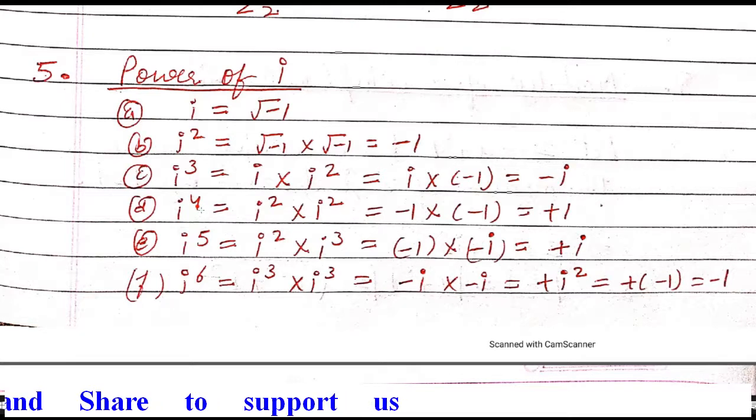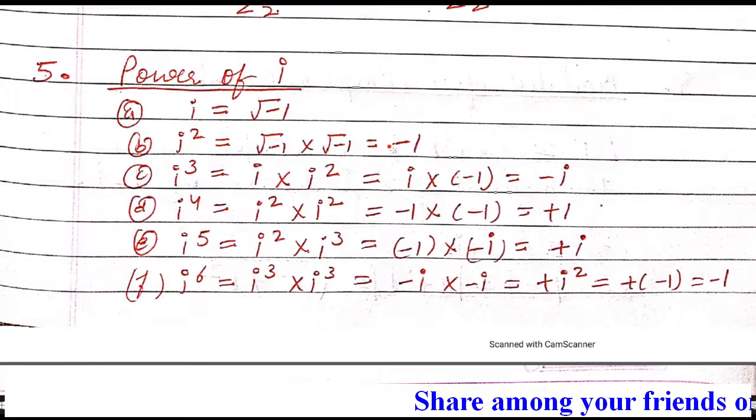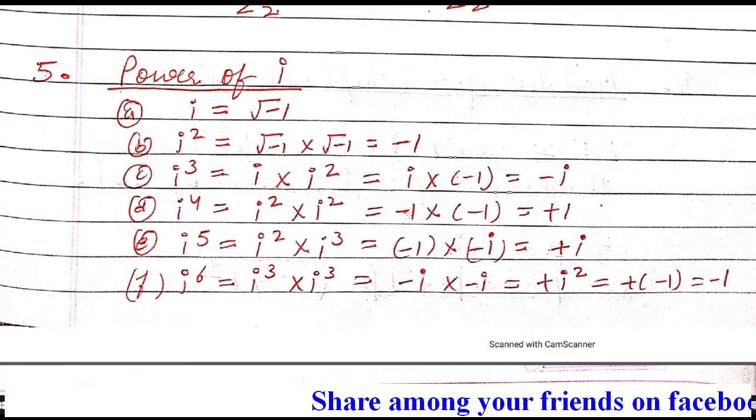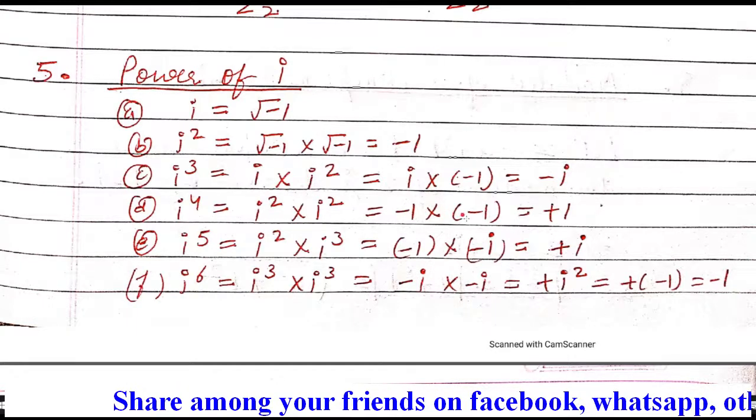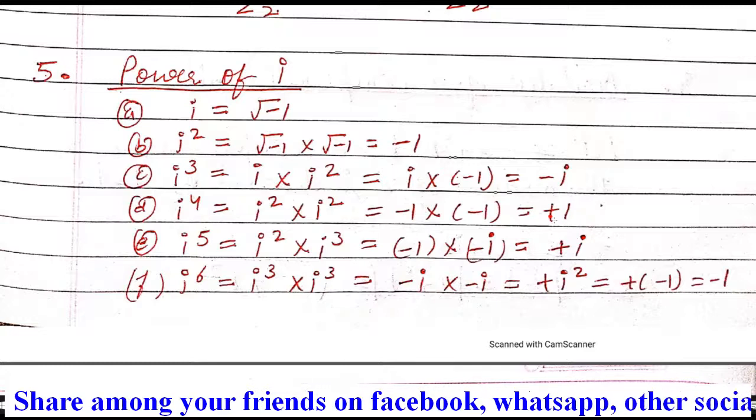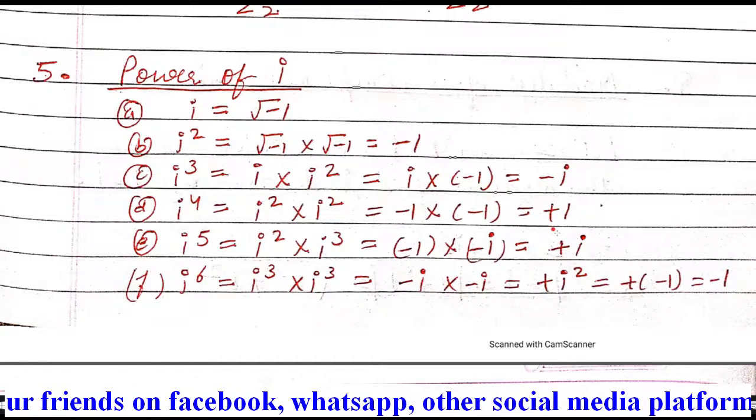Now iota power 4. Iota power 4 you can split as iota square multiplied by iota square. Now what is iota square? Iota square we calculated as -1. So replace here also -1 and here also -1. Now -1 multiplied by -1 is +1. So iota power 4 is +1.